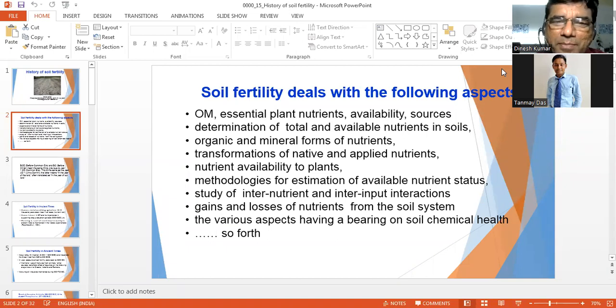Then, coming to the lab-related side of soil fertility, there is the determination of total and available nutrients. There are 1,000 kinds of methods to analyze nutrients in soil, plant, water, and fertilizer. So you can see the volume of history that can be there in soil fertility. I have already dealt with organic plant nutrition, inorganic plant nutrition, and then the transformation of native and applied nutrients, how it happens, nutrient availability to plants, methodologies for estimation of available nutrients, study of interaction of nutrients, and gains and losses of nutrients. You go on.